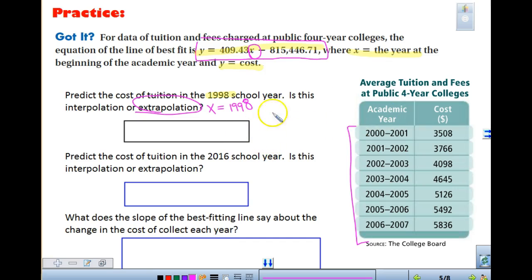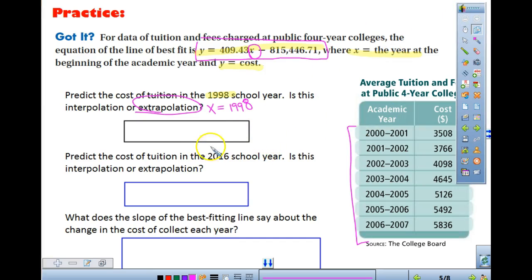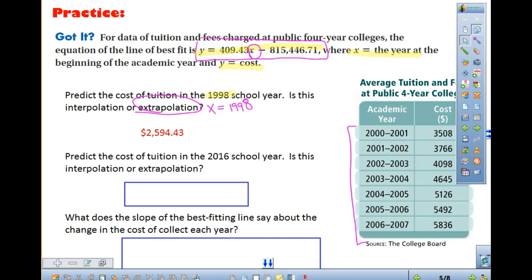What are we looking at for our costs? $2,594.43. And again, when we look at this, we're going to go to the nearest cent. Okay? How did we get that? That was all by just replacing the X with 1998. This next one, so that is for 1 year tuition. That's actually pretty cheap back in the day.